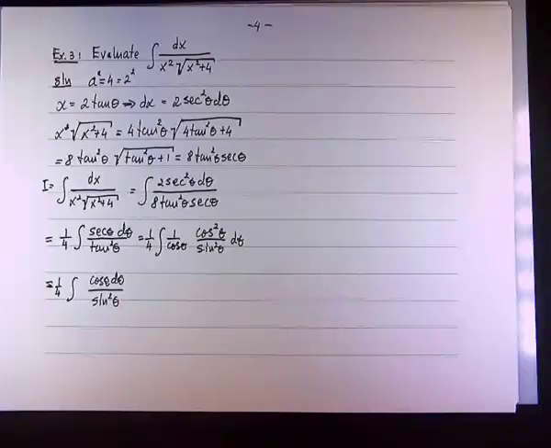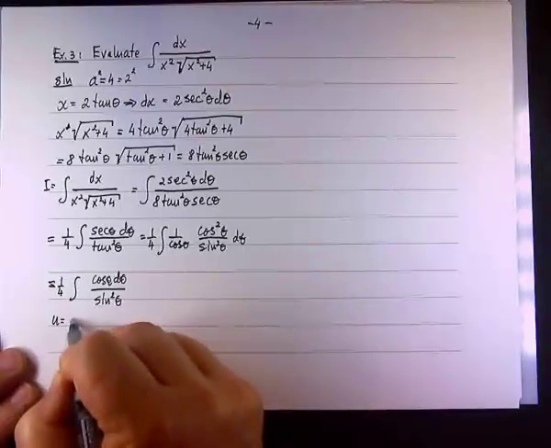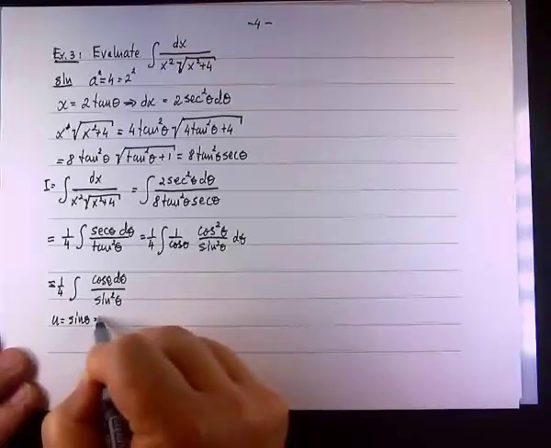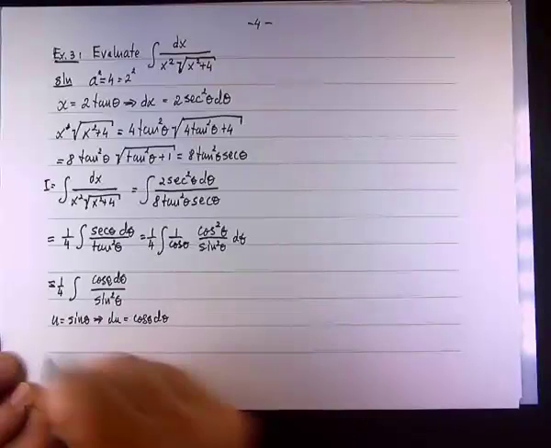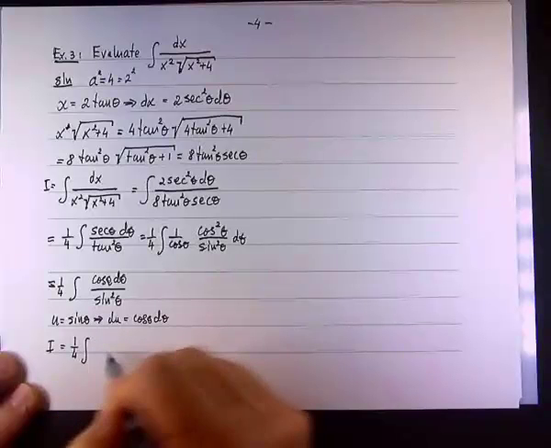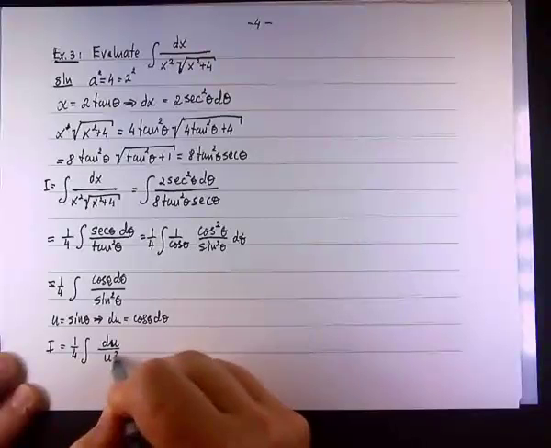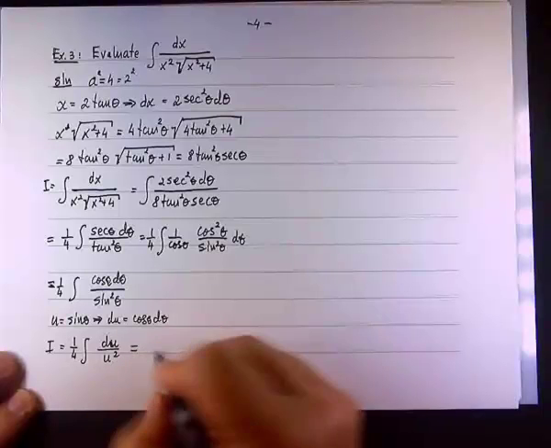This is wonderful because cosine theta d theta is a differential: if u is sine theta, du over dx will be cosine x. So actually I should say du over d theta. So if we do u equal sine theta, then du equals cosine theta d theta, and now the integral is 1/4 integral of du over u squared.